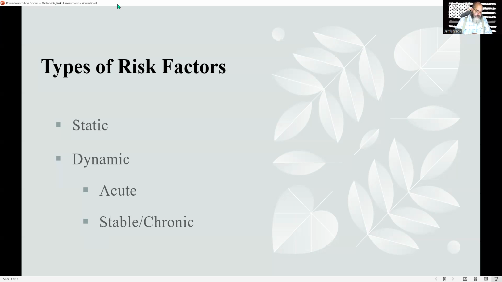There are two types of dynamic risk factors. Acute factors are things that can be changed, but that are very transient. Stable risk factors are things that can be changed, but tend to remain stable over time. An episode of alcohol intoxication is an acute factor, while alcoholism itself is a stable factor.